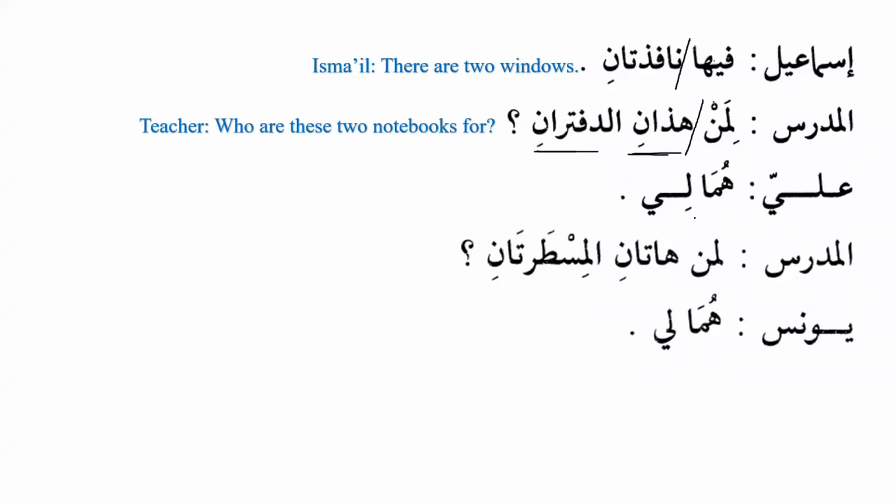Aliyun, Ali says, huma li. So huma refers to what? It refers to the notebooks, the two notebooks. So Ali says, huma li, they both are mine. Generally in English, we don't say they both. That's why we have it in the brackets. So we say they are mine.